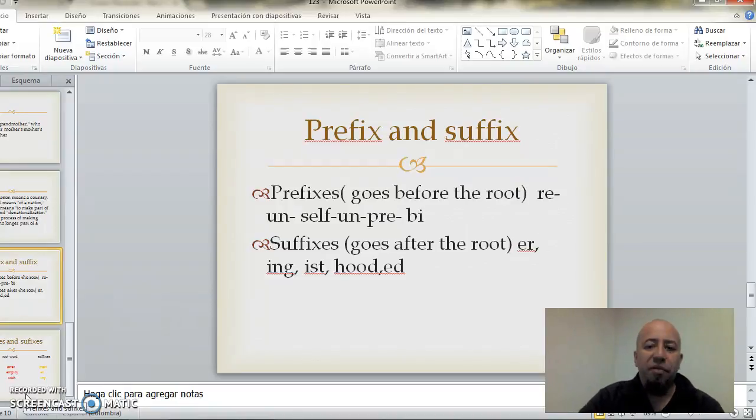We need to understand that prefixes go before the root, as you can see here: re, an, self, an, pre. And the suffixes go after the root, as in ist, hut, et. Now, let's look at some examples where we can be clear about this prefix and suffix meaning.